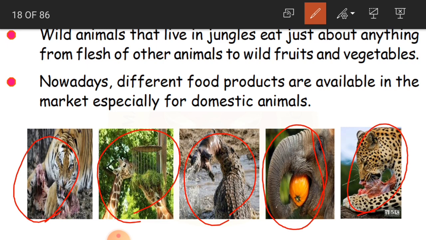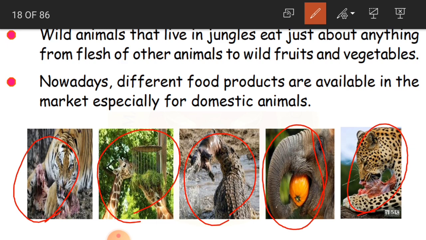So maximum forest animals, that is wild animals, are carnivores. Carnivores are flesh eating animals. Only some animals are omnivores, that is, both plant eating and also flesh eating. Clear, children? And some very rare ones are herbivores. See here, the giraffe is eating only grass, plant. Herbivores eat only plant food. Clear, children? Like this.